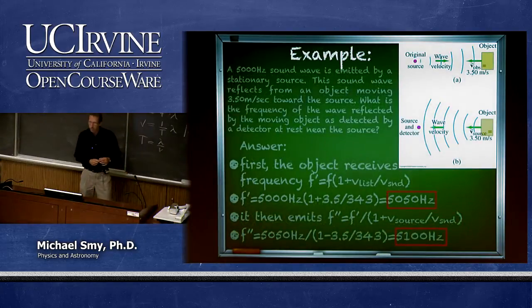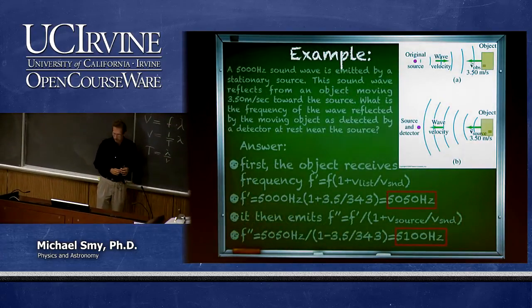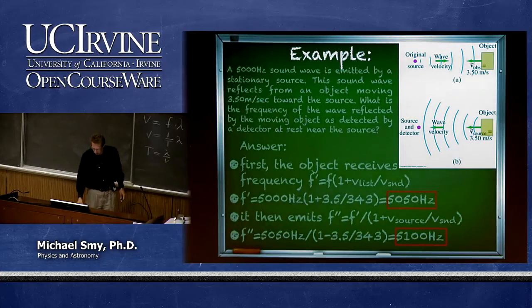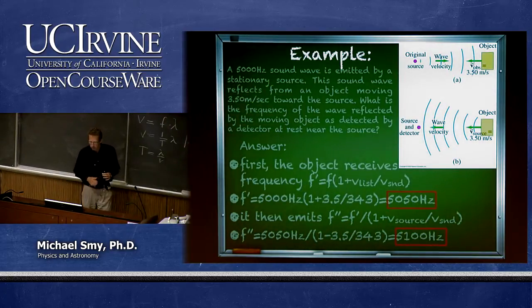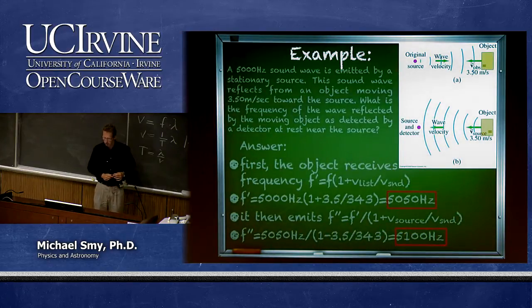Let's now consider a more complicated case. Let's say we have a stationary source of 5000 Hertz, and the sound wave reflects from an object which moves with 3.5 meters per second towards the source. The question is, what is the frequency of the wave that is reflected by the moving object as detected by a detector at rest near the source?